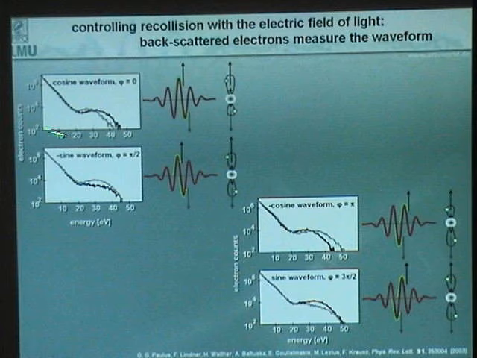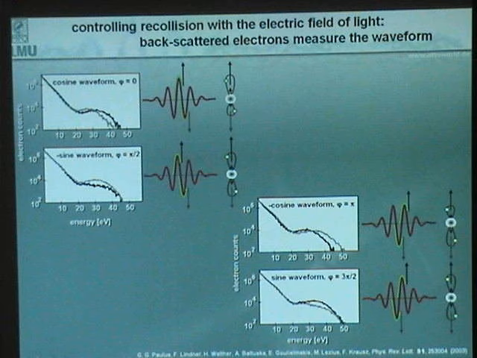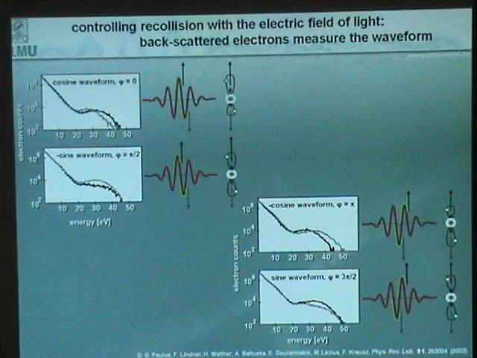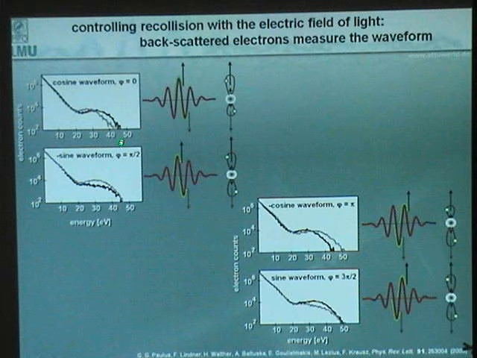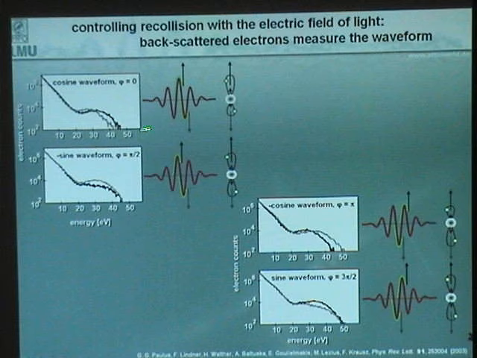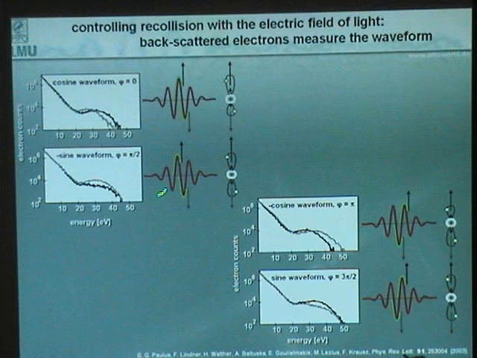By the way, these measurements have been performed by Gerhard Paulus and co-workers together with some of my colleagues by placing two detectors aligned opposite to each other with the laser field and detecting the electrons that have been ejected parallel to the laser field in the two opposite directions. So you see in the upper direction this black line clearly indicates that for a cosine pulse the energy spectrum of the electrons extends by quite a few eV more to higher energies than that of the electrons backscattered downwards.